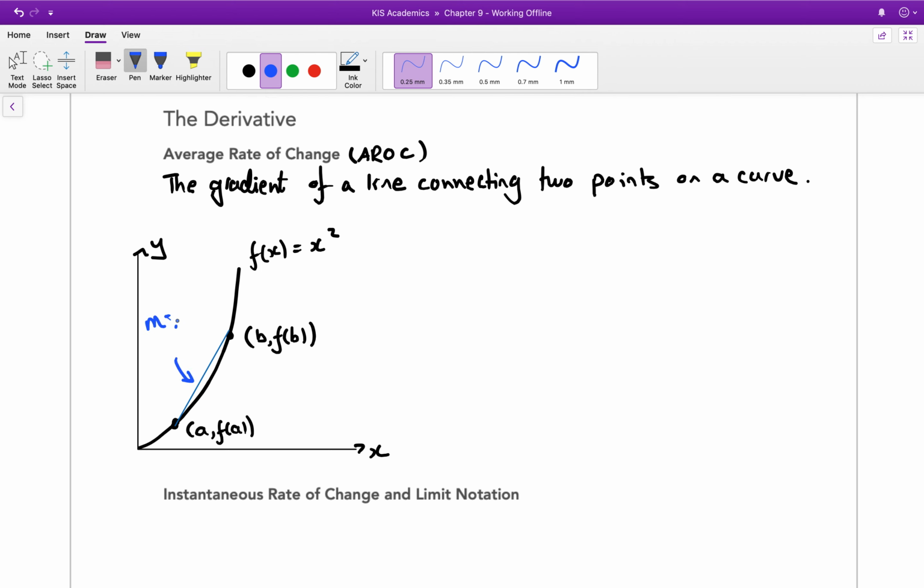But what if we want to find the gradient of the graph at one particular point? So if we have a look at this parabola, we can see that the gradient of the graph changes depending on the x value, because the parabola is constantly changing in shape. So using differentiation, we can find the gradient at any one point on the graph without having to find the average between two different values. So the way we can do this is we follow the same structure as we did with looking at our average rate of change.